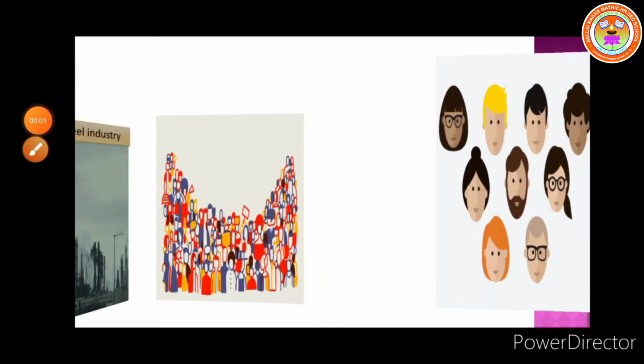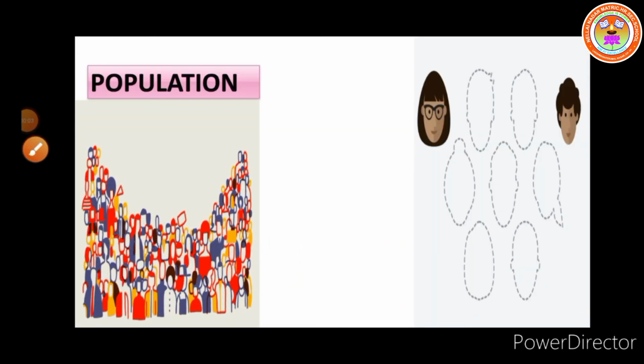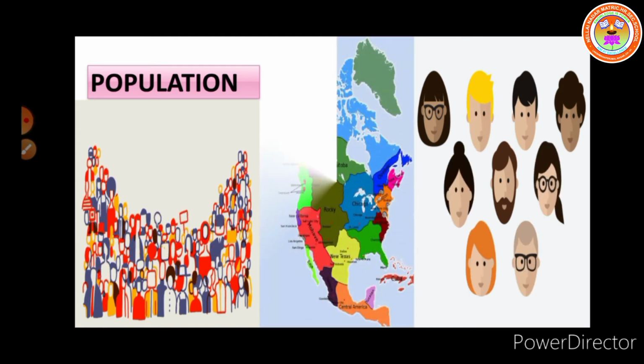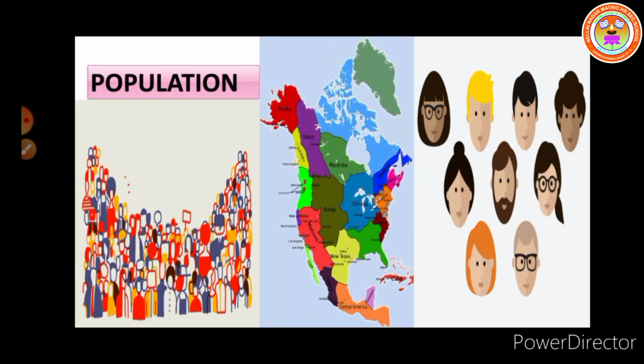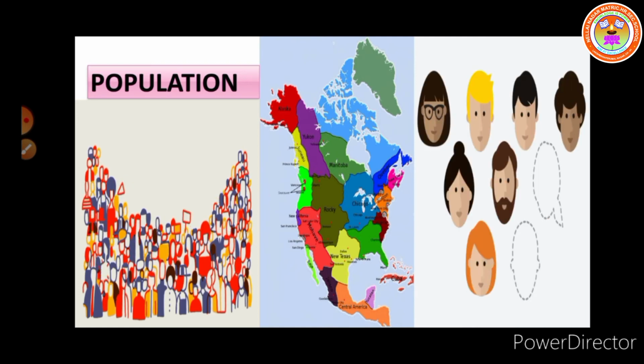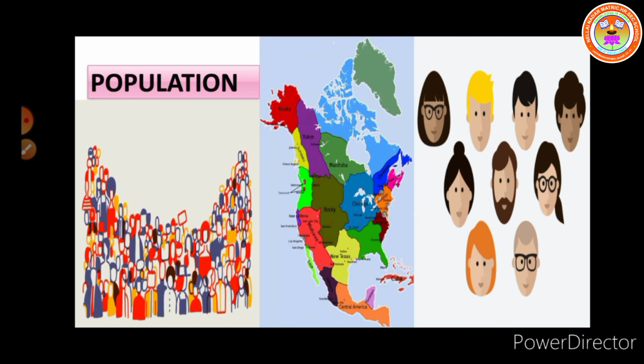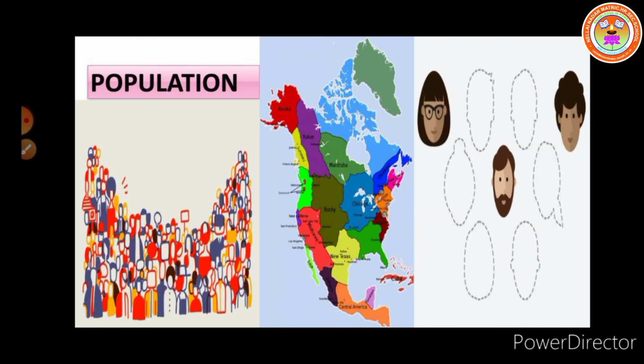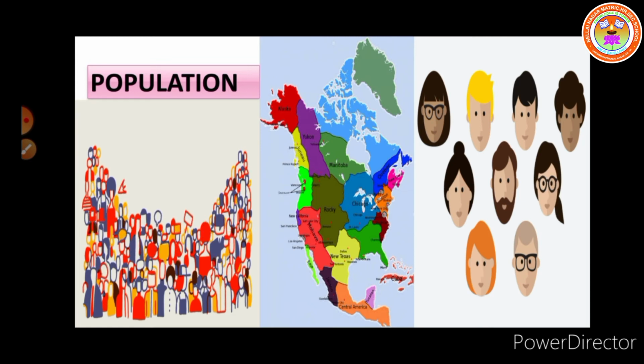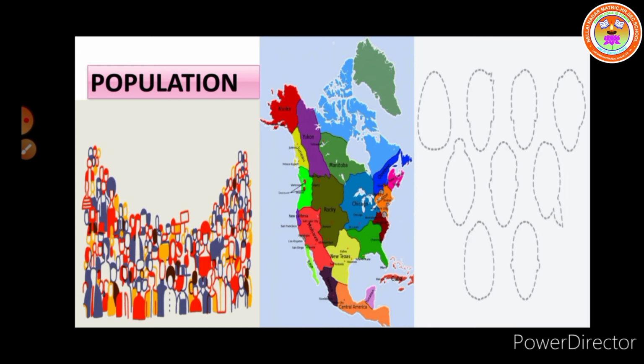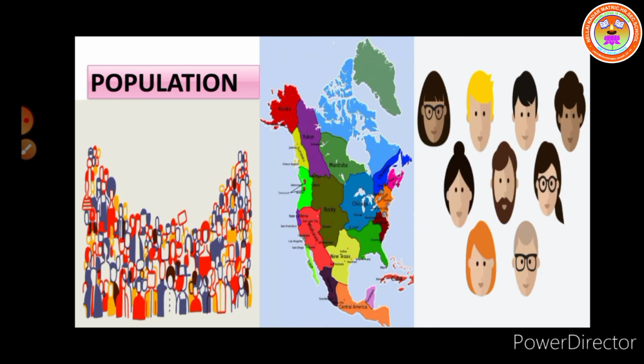Next, let us see population. Most of the people in North America are settlers from other parts of the world. The first among them were the Europeans, who arrived in the 16th century. Population distribution: densely populated areas, moderately populated areas, sparsely populated areas.